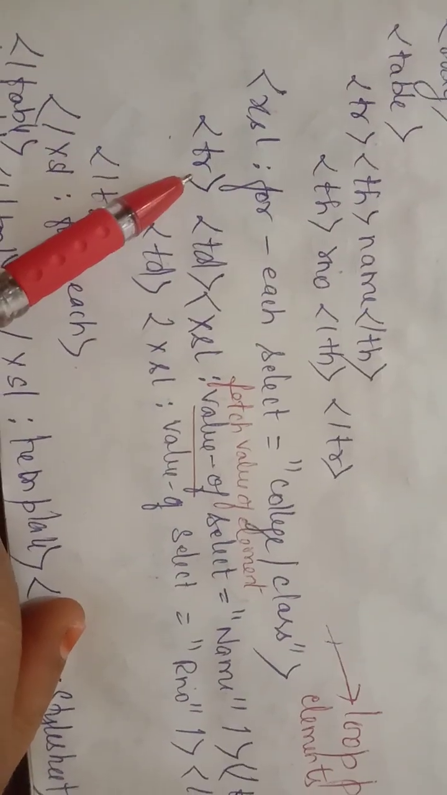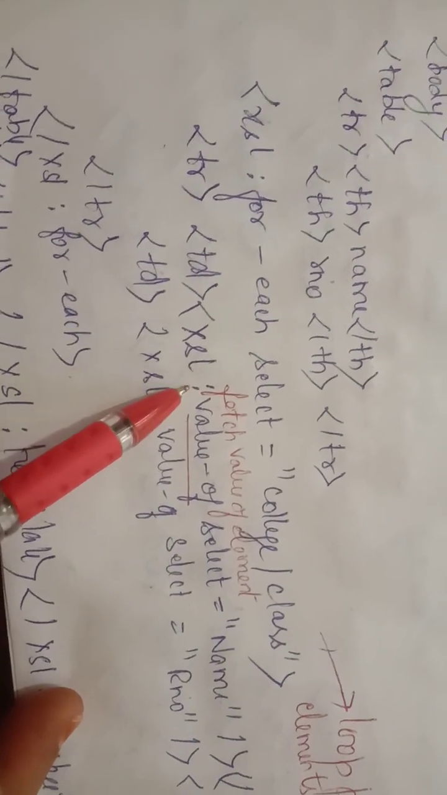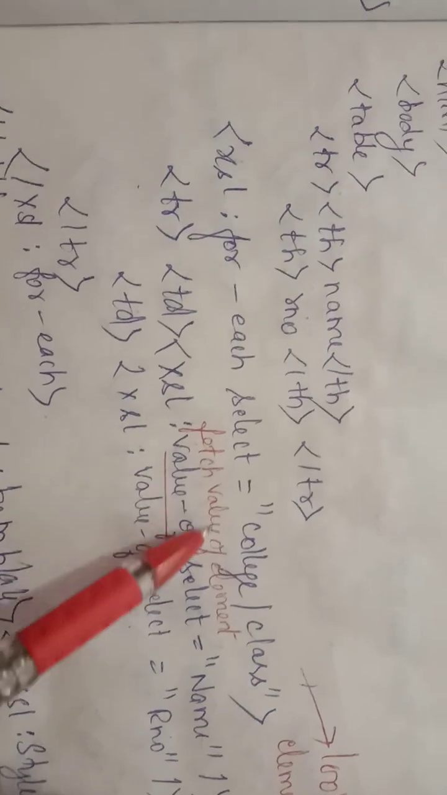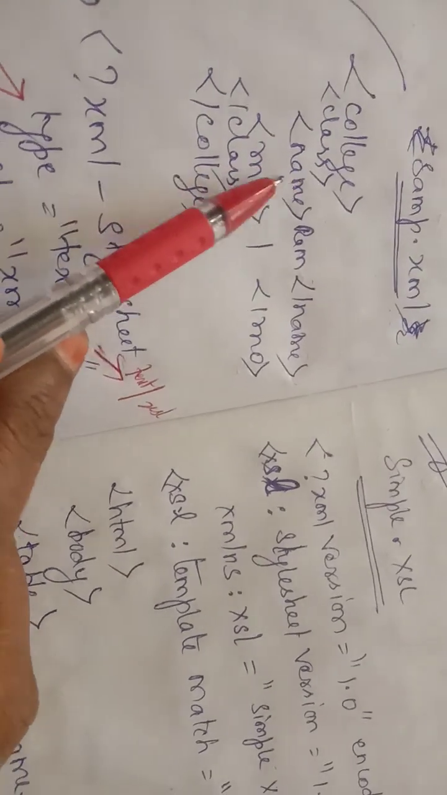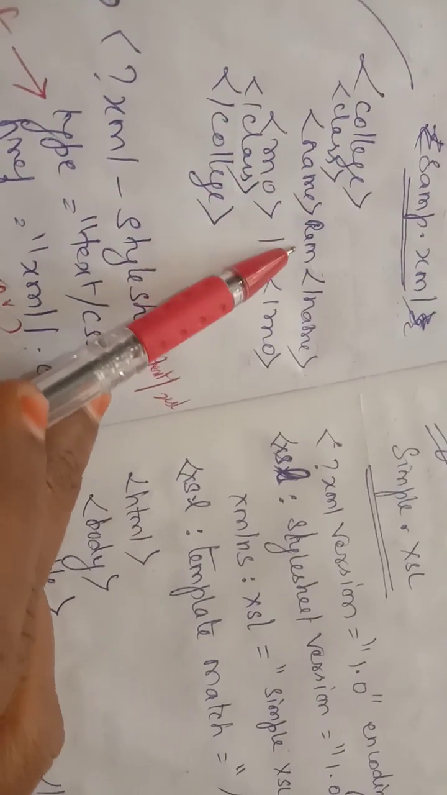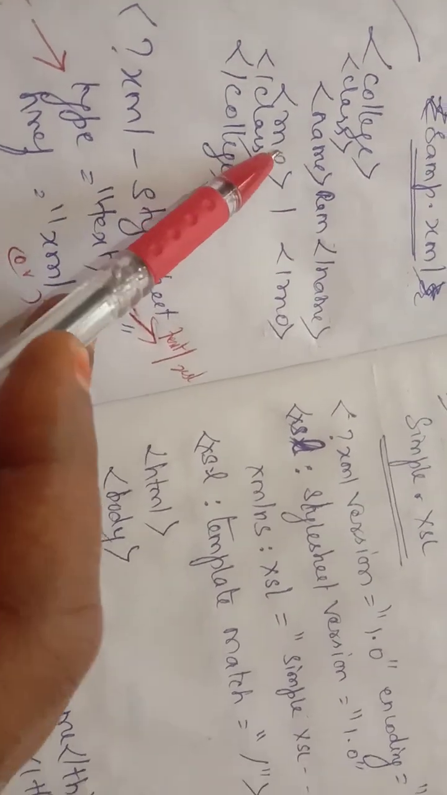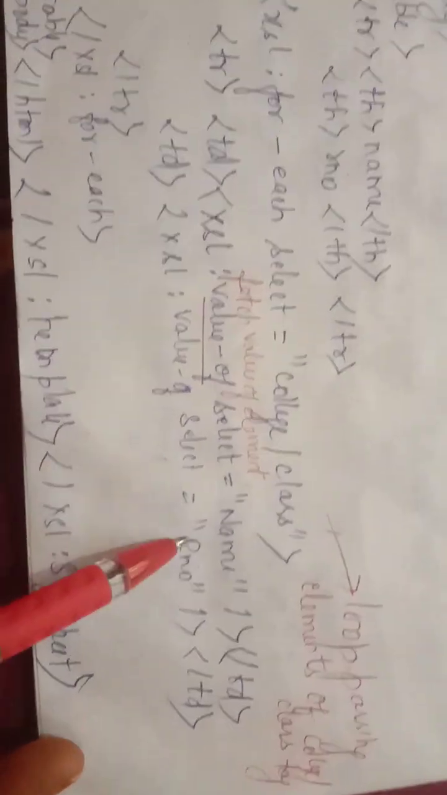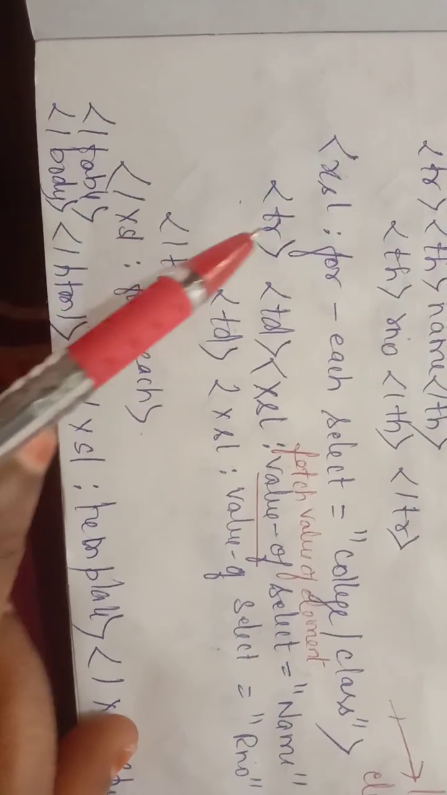Then as usual the tr tag and td, and inside the td you have to specify again xsl prefix colon value-of. What is the purpose of value-of? It is used to fetch the values of an element. From where are you going to fetch the value of the element? select equal to name. So where is name? Here. From name you are going to fetch this value. Similarly you are going to fetch the value of roll number from this tag. So for that you should specify xsl:value-of select equal to roll number. Then close it, and close the looping statement also.